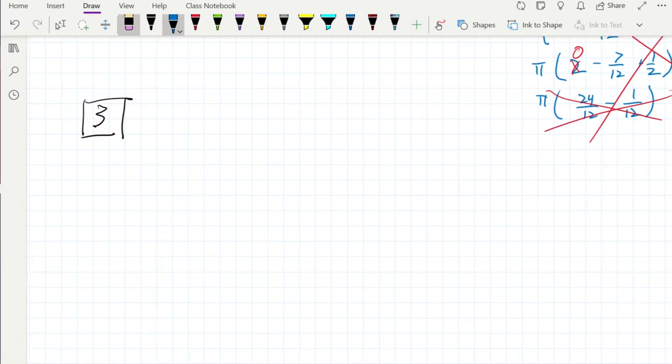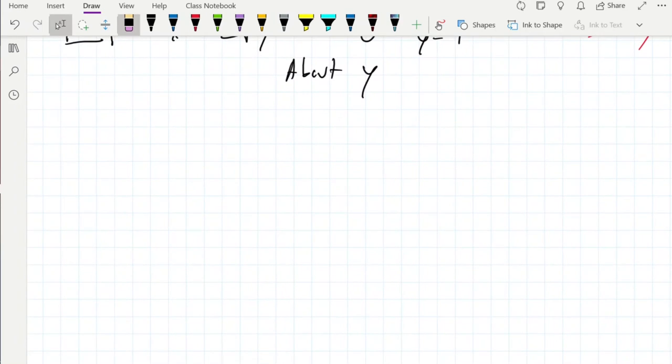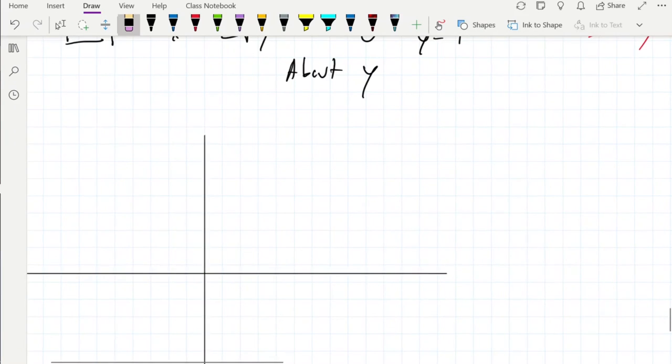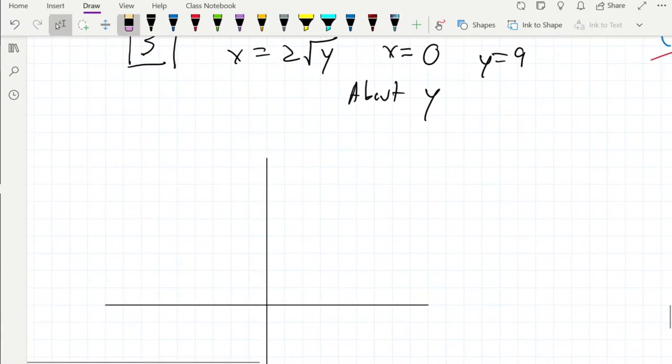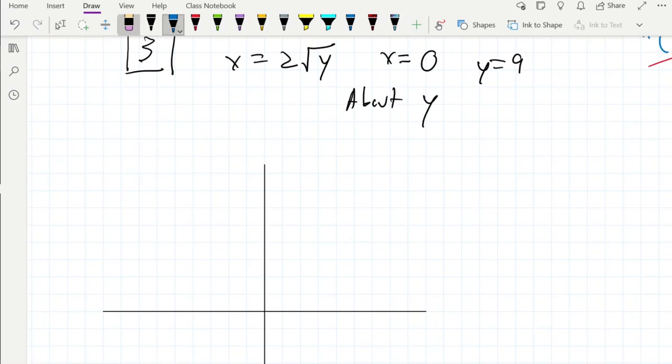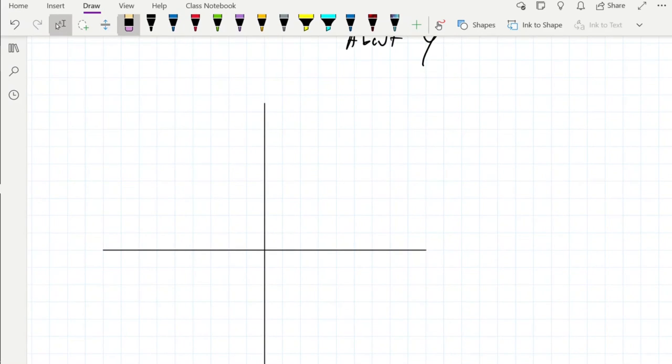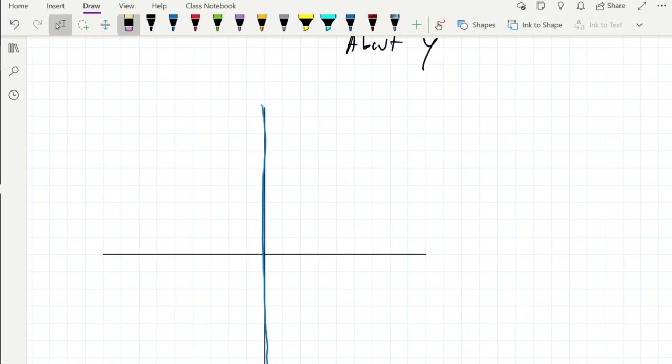Okay, so number 3 is x equals 2 root y, x equals 0, y equals 9 about y. So then let's just draw our little graph. We have x equals 0, so that means regardless of y value. We got y equals 9, so regardless of x value.